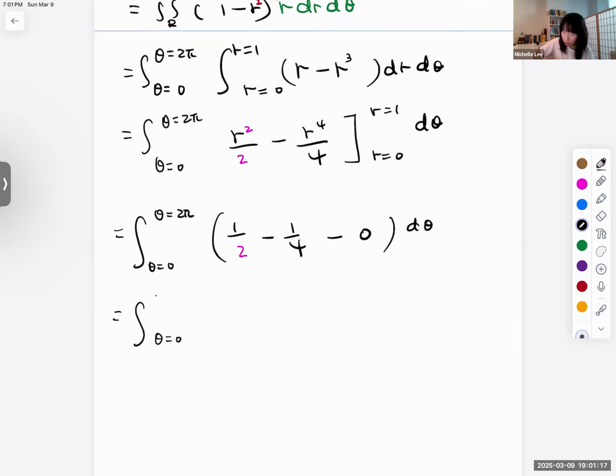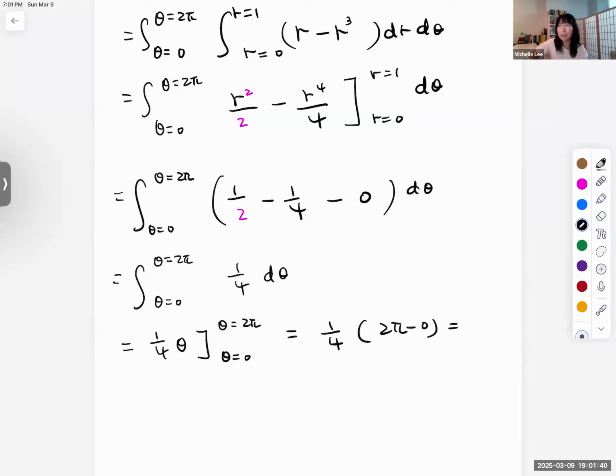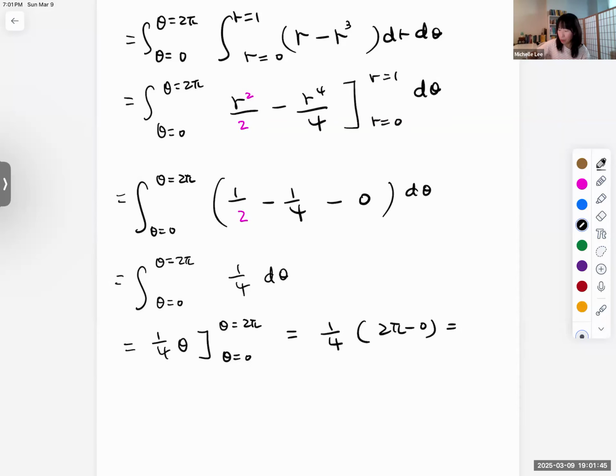So theta equal to 0 to 2 pi, 1/4 d theta. Okay, now we need to integrate with respect to theta, so we get 1/4 theta, and evaluate from 0 to 2 pi. So we have 1/4 times 2 pi minus 0, which is, cancel out, so we have pi over 2, right? This is the volume.